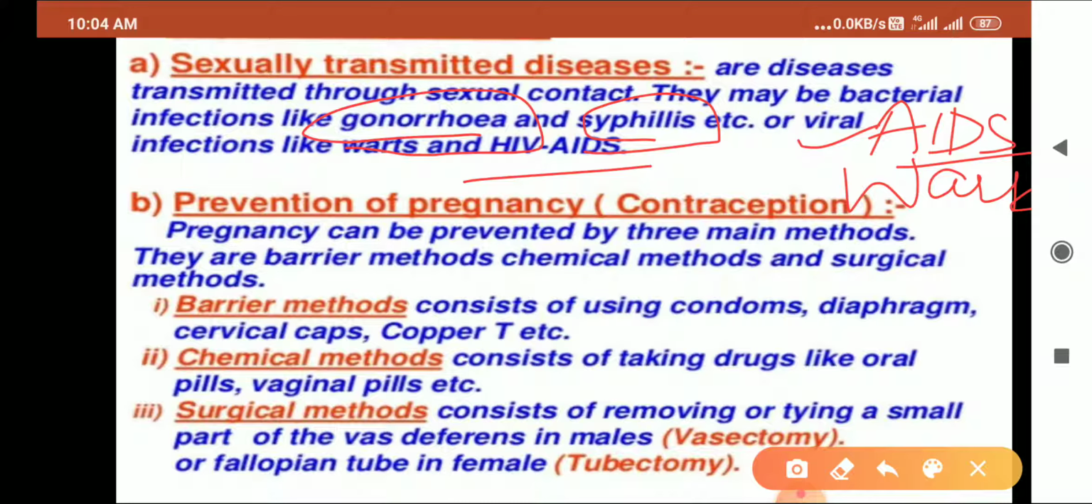Surgical methods are the methods in which we cut and ligate the vas deferens and the fallopian tube. It is termed as vasectomy in male and tubectomy in female. A piece of vas deferens is cut and ligated, and a piece of fallopian tube is cut and ligated in case of female. So these are the surgical methods. They are also helpful in preventing pregnancies, in the prevention of pregnancy, or helpful in child control, birth control.